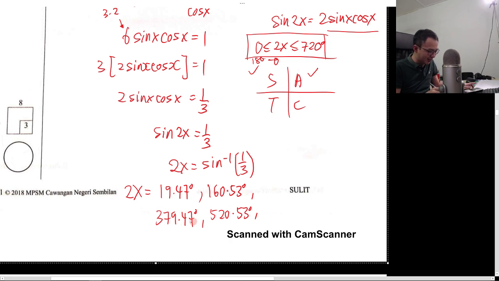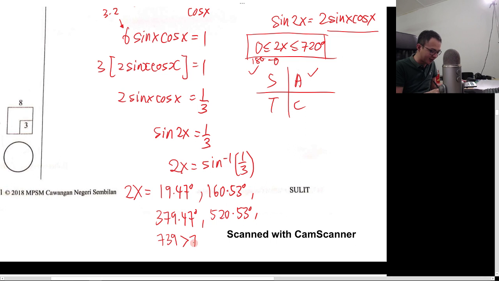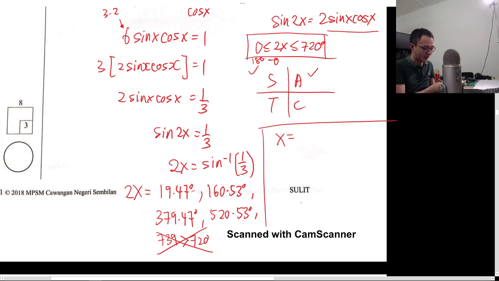So I'm going to use this answer plus 360 to find the third cycle. So it's 360 plus 379, you get 739. 739 is already bigger than 720, right? So that means I cannot move forward. I only have 4 of this answer. Then I can easily get my x value by dividing by 2 for every single one.